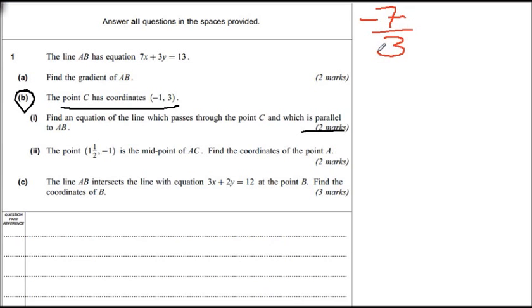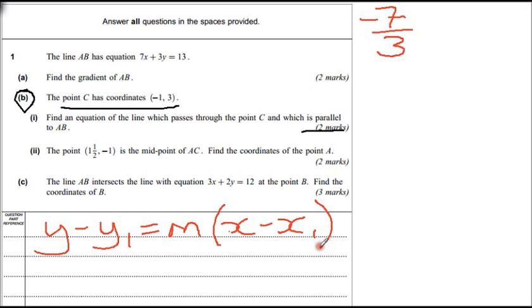So you need to use the formula that you should have seen before. It's y minus y1 equals m of x minus x1. And I'll just explain that for a minute. The y1 here and the x1 here, they're just the coordinates of the point that you want your line to go through, and the m is the gradient. So the point that we want it to go through is minus 1, 3, and we already have the gradient up here.